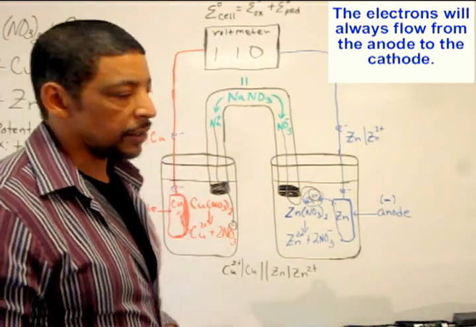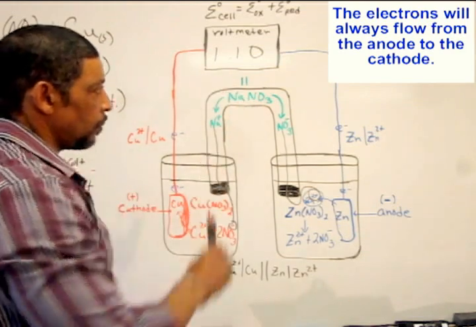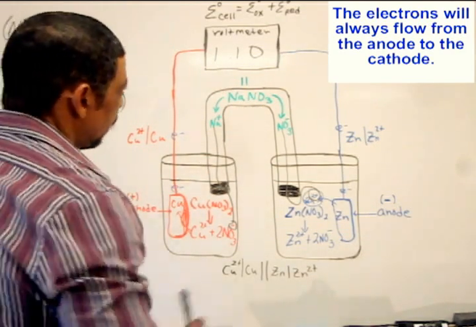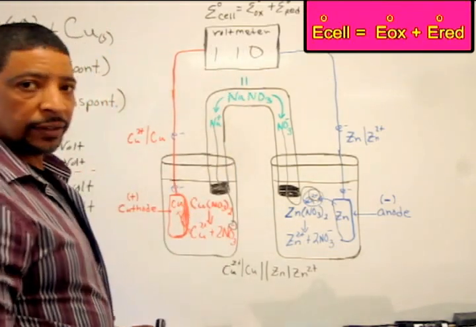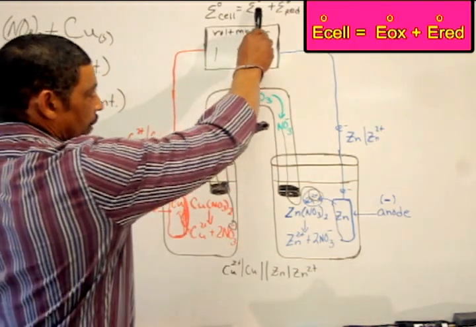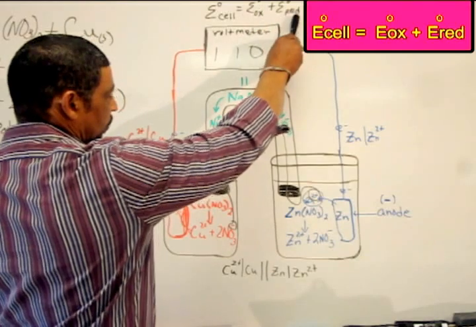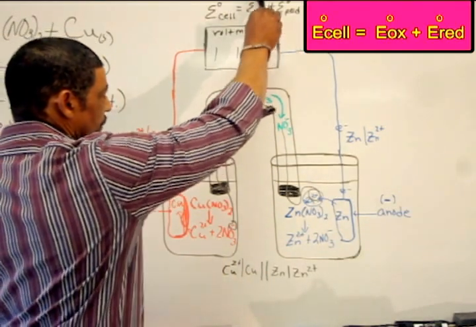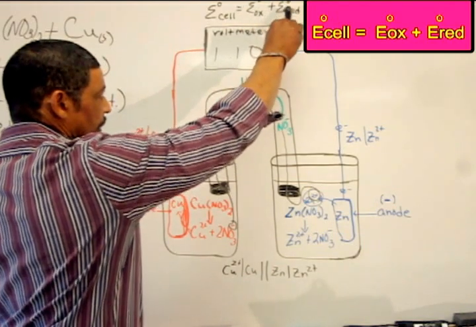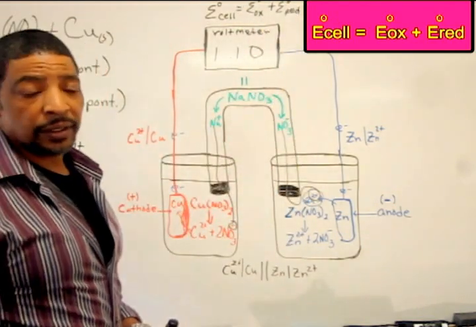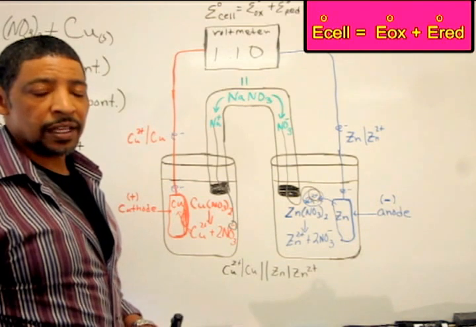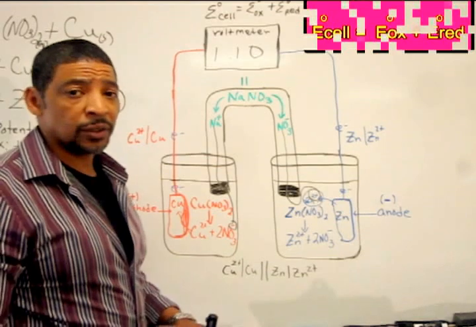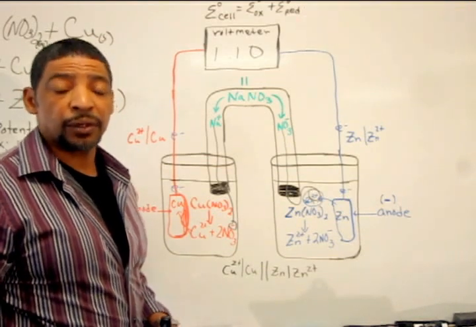Under standard conditions, the reading on the voltmeter will be 1.10 volts, where the reading indicates the sum of the oxidation potential and the reduction potential. The standard cell potential is equal to the standard oxidation potential plus the standard reduction potential, where the standard oxidation potential was a positive 0.76 volts and the standard reduction potential was a positive 0.34 volts.